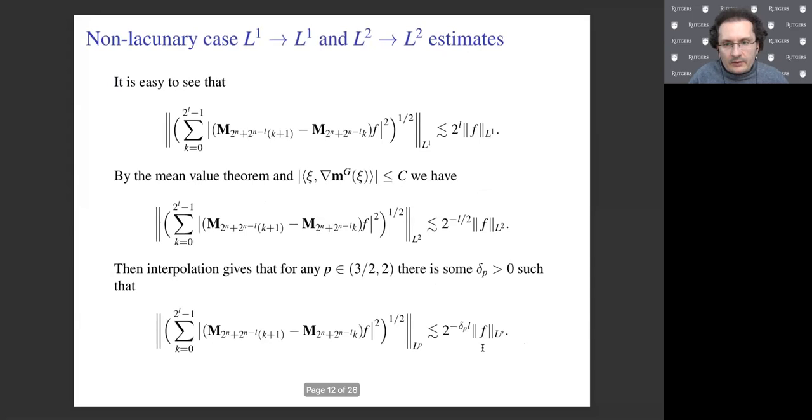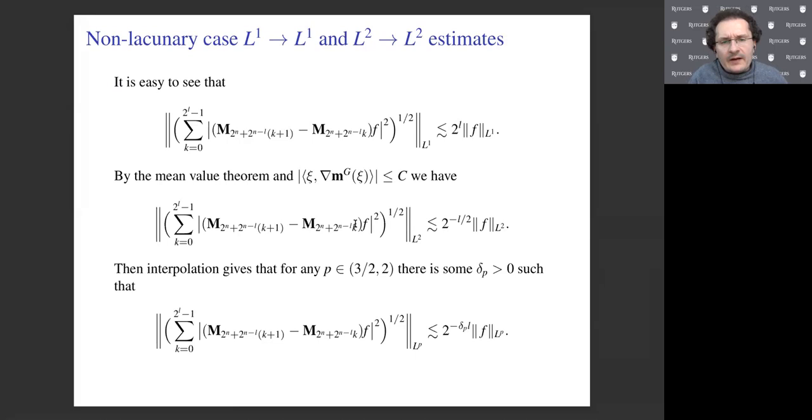This is what we do. On L1, we just trivially use the triangle inequality, and we estimate this object by the number of terms in this sum. So this is 2 to the L. This is why we have this growth, 2 to the L, because we have 2 to the L elements in this sum. And now we hope that we are able to improve this bound on L2.